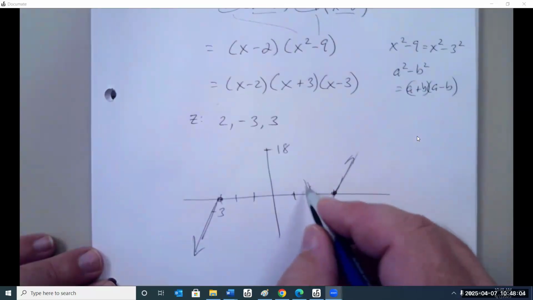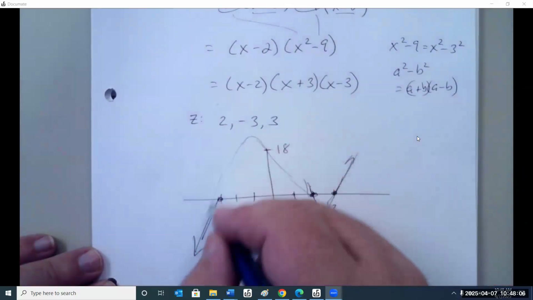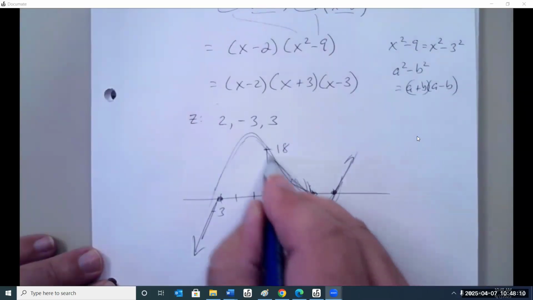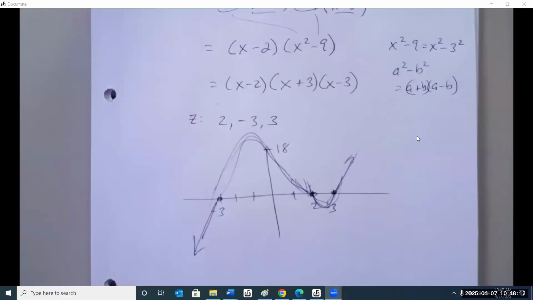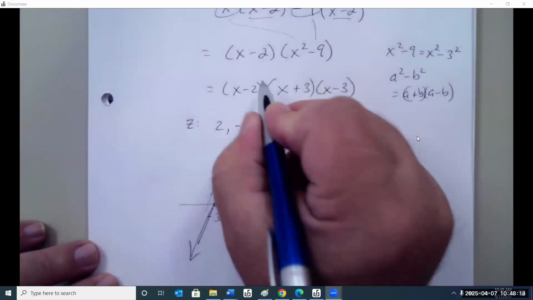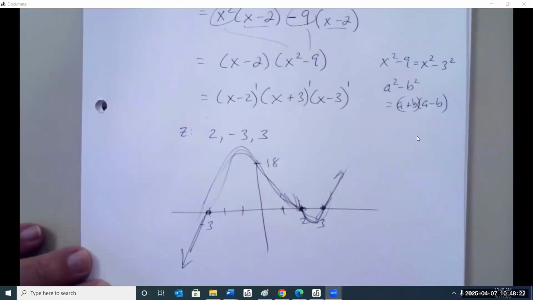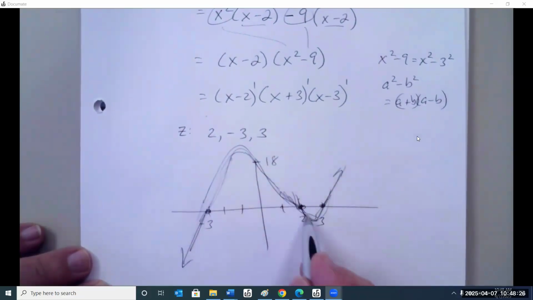n is 3. So our graph's going to look something like this. And we know that the graph's going to look something like this because all the multiplicities are odd. If the multiplicities are odd, then the graph crosses the axis at those points. If they're even, they bounce.